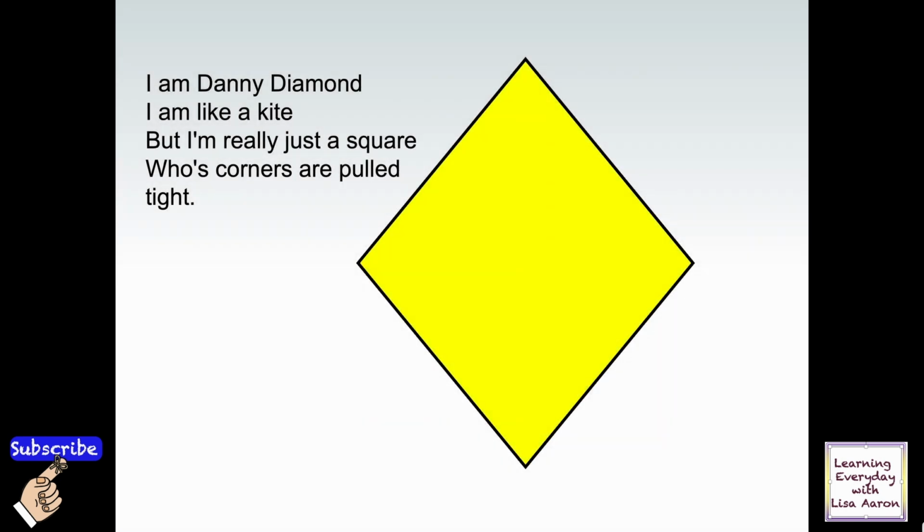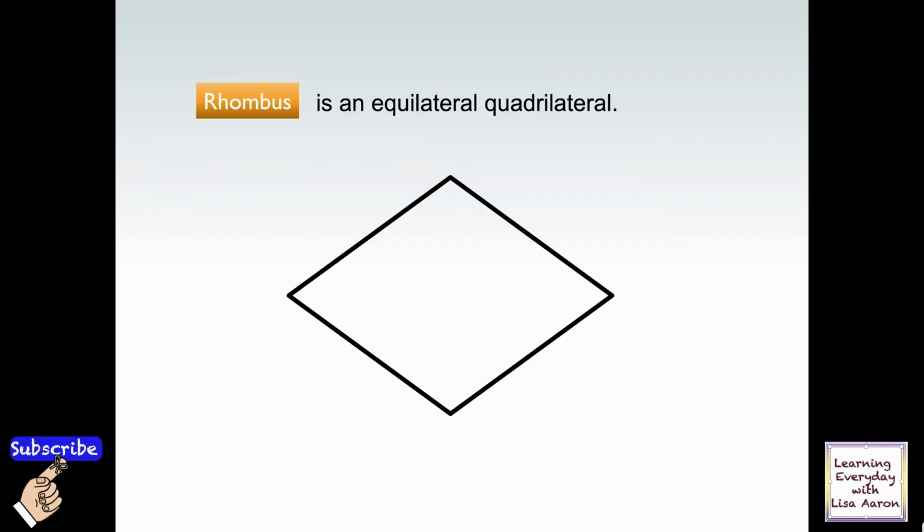I am Danny Diamond. I am like a kite, but I am really just a square whose corners are pulled tight.